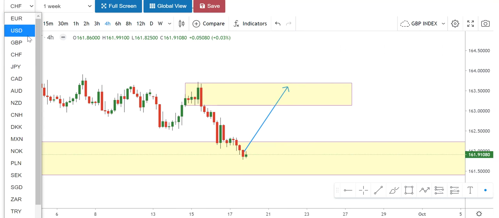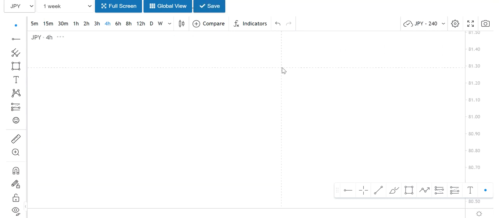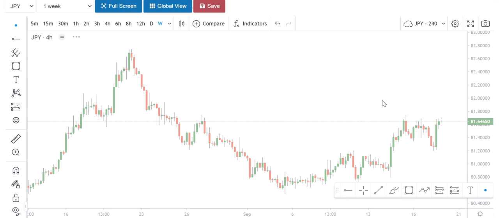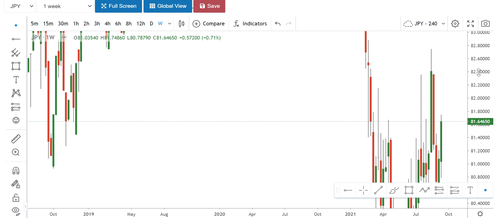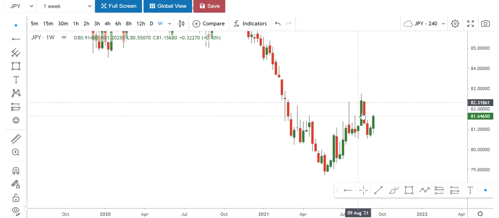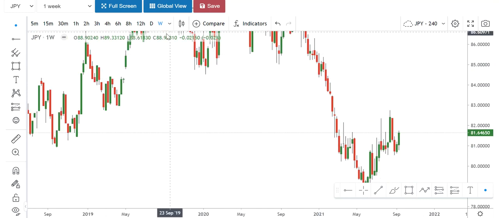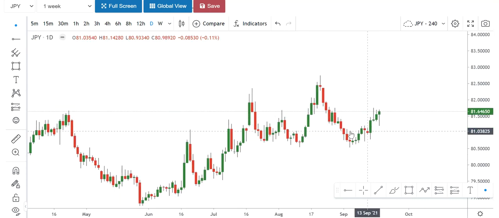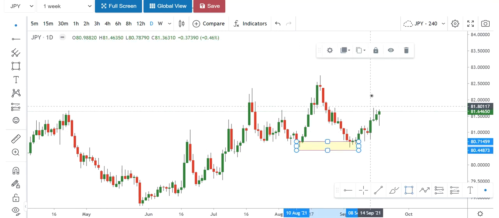Now let's move to the next pair, JPY. Now if you look at the weekly on JPY, on the yuan, what can we see? Now we'll notice that on the yuan, we've been making a retracement to the upside on the weekly. Now on the daily, can we see the same thing? Yes, we can. Because we've been moving to the upside, we've been able to reject this particular demand zone. Then we are moving to the upside.